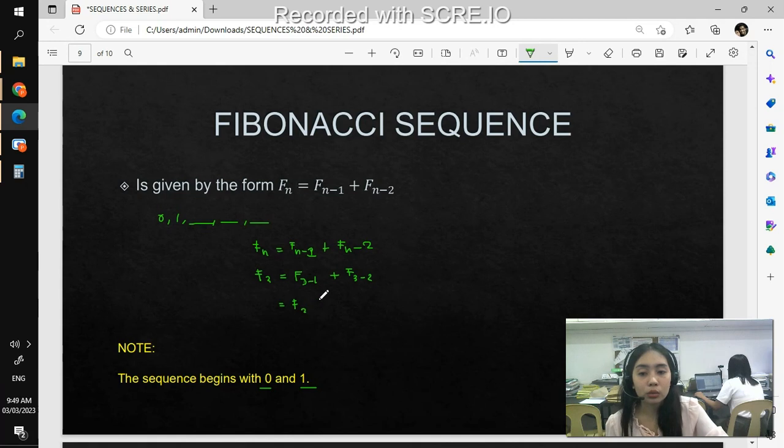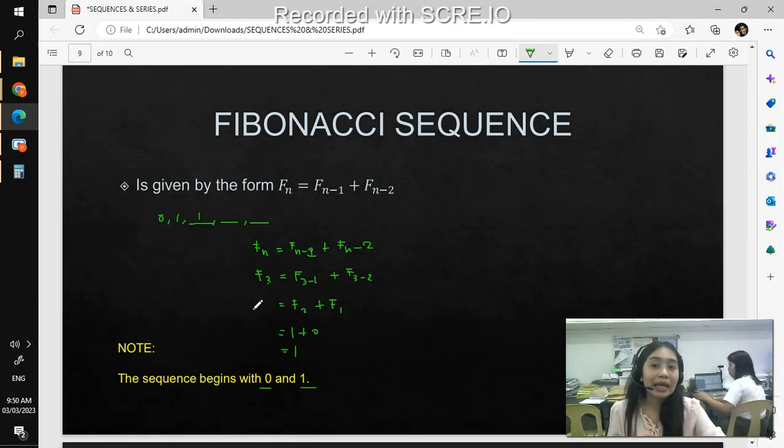3 minus 1, that gives us 2, plus we have here 3 minus 2, that gives us 1. So now, it only means that F sub 2, the second term, and F sub 1, the first term, will be added to get the third term. So we have the second term, that is 1, plus the first term, that is 0. Adding them together, that creates 1. Therefore, the third term of our sequence is just 1. Now, there goes the definition of the Fibonacci sequence. To get the next term of the sequence, all you have to do is to add the two preceding terms.